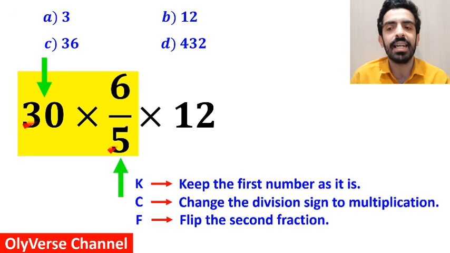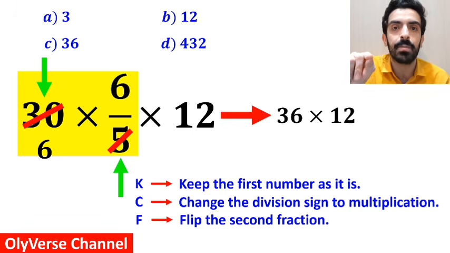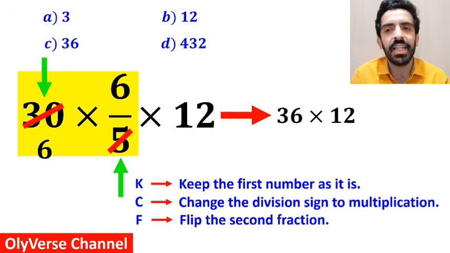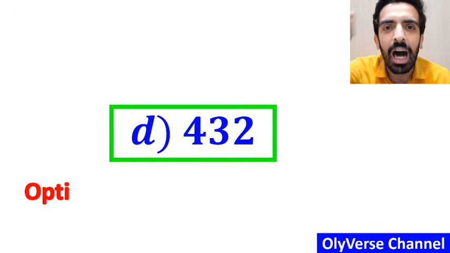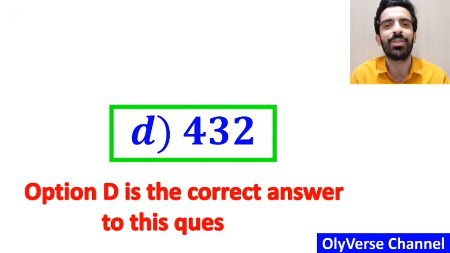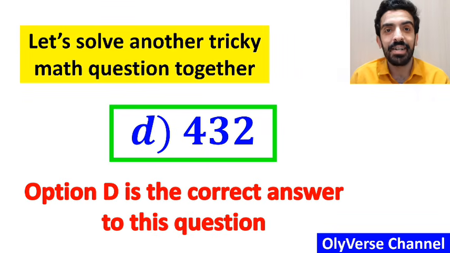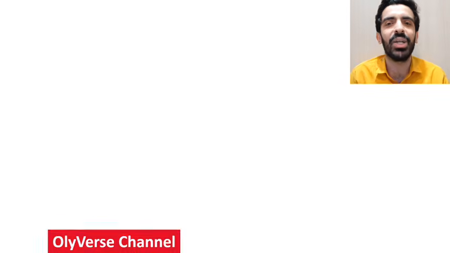Now, the number 30 cancels out with the 5 in the denominator and this expression simplifies to 6 multiplied by 12, which finally gives us the answer 72. That's great. Option D is the correct answer to this question. Alright, now let's solve another tricky math question together.